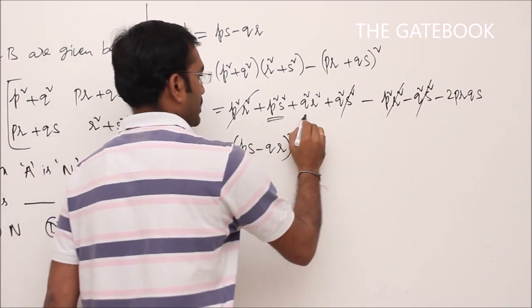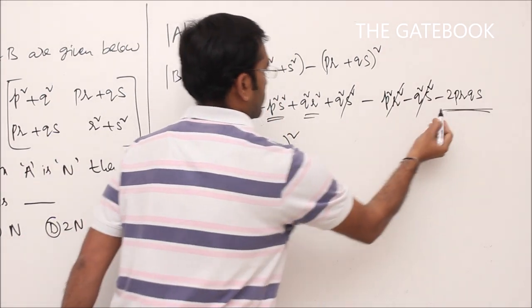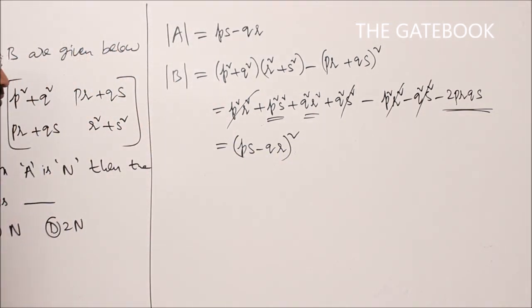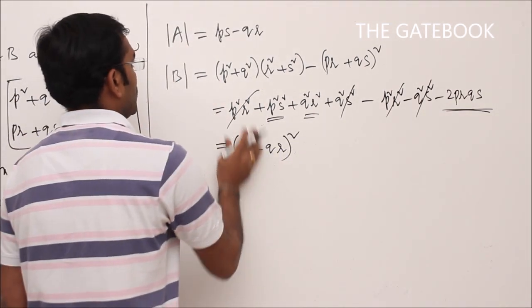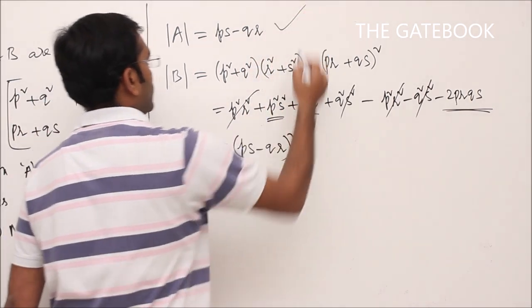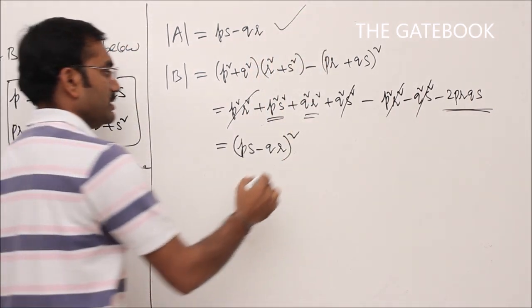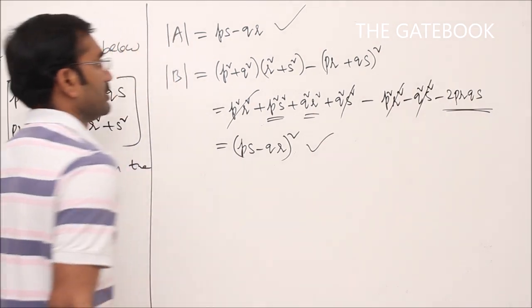See here, combining these 3, I can write (PS minus QR) whole square. Now see here, the determinant of A is PS minus QR, and det B is (PS minus QR) whole square.